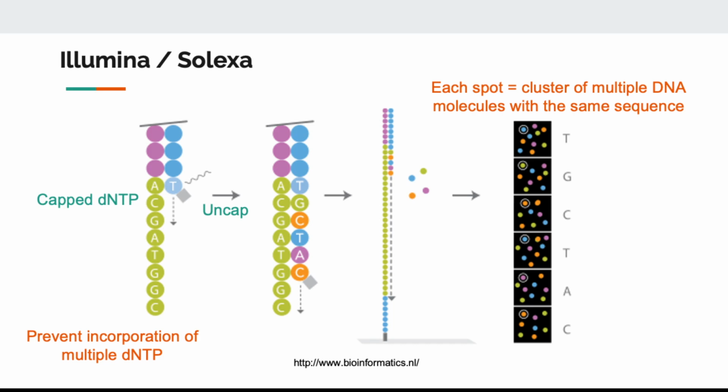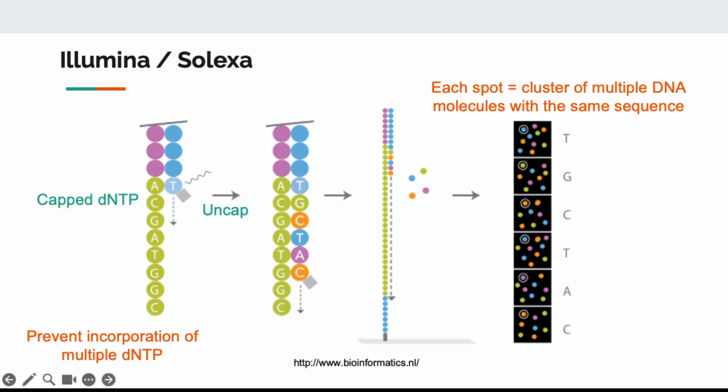There is no skipping 2 A's, 3 A's. It's always one reaction at a time. But you can imagine that this comes at a cost, right? Now you have a 2-step reaction, so it will take longer for the sequencing to run. Compared to the other techniques, Illumina will take longer, but you get a more accurate readout.